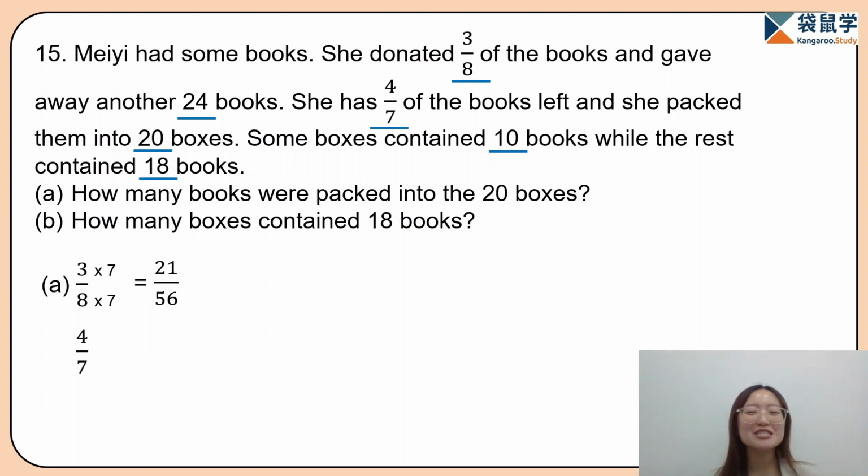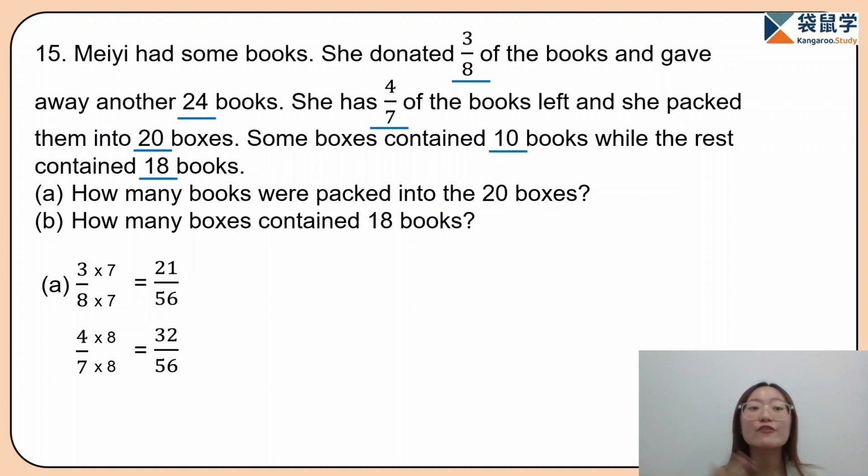So what should we multiply the denominator with? 8. What about the numerator? Also 8. So it will be equal to 32/56. And this 56 so happens to be the lowest common multiple.